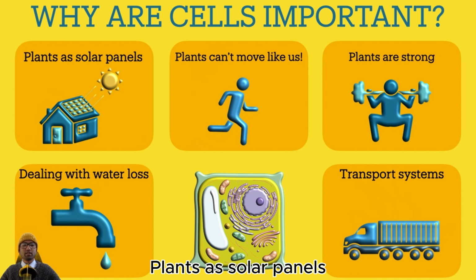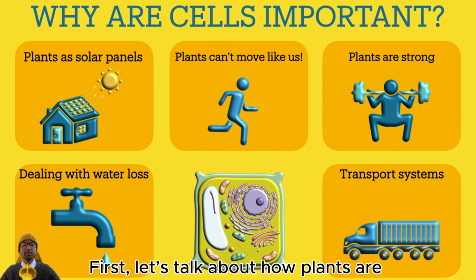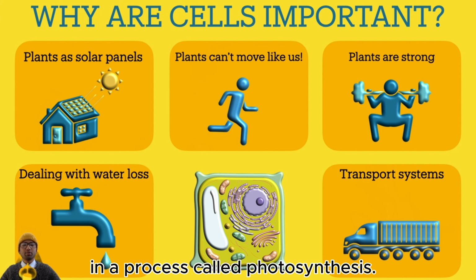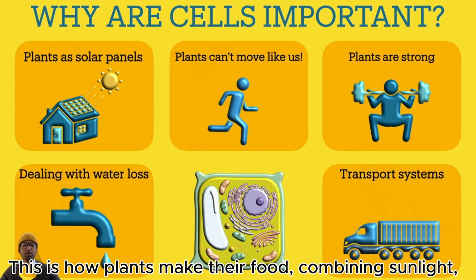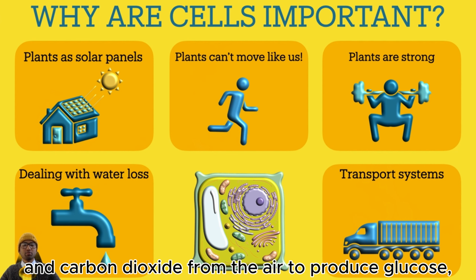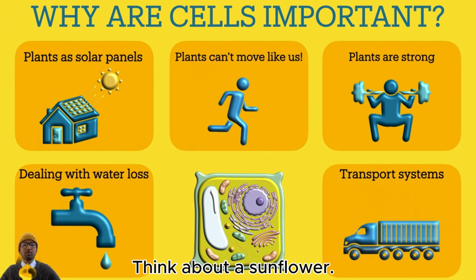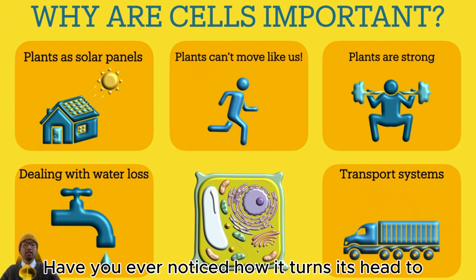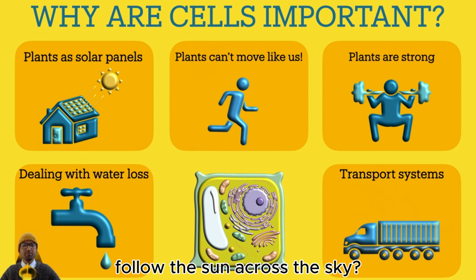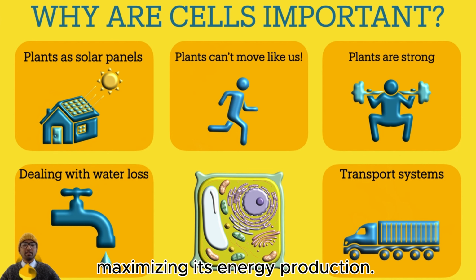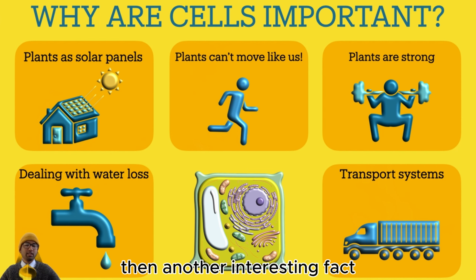Plants as solar panels. First, let's talk about how plants are like nature's solar panels. They use sunlight to create energy in a process called photosynthesis. This is how plants make their food, combining sunlight, water, and carbon dioxide from the air to produce glucose, their energy source. Here's a great example. Think about a sunflower. Have you ever noticed how it turns its head to follow the sun across the sky? That's the plant trying to soak up as much sunlight as possible, maximizing its energy production. Isn't that amazing?